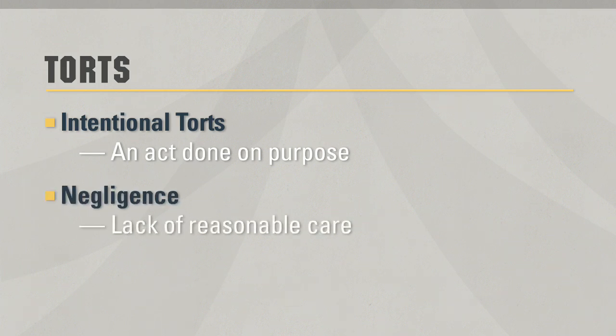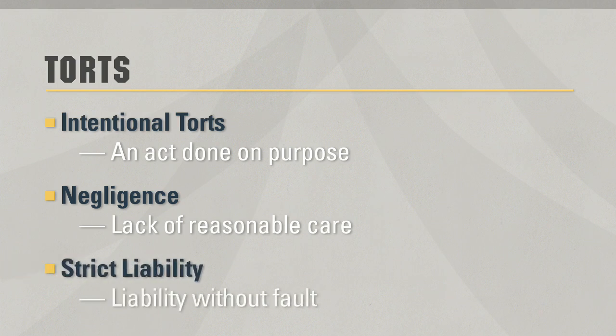Negligence is a lack of reasonable care or unreasonably risky conduct. Strict liability is liability without fault. Examples might be vicarious liability, an employer's responsibility for the on-the-job torts of an employee, or liability based on dealing with hazardous materials, even if the defendant has handled them very carefully.